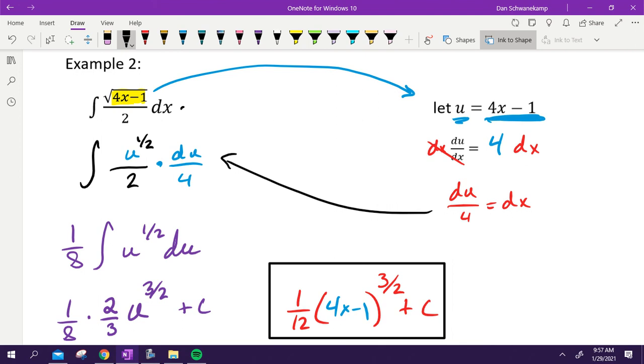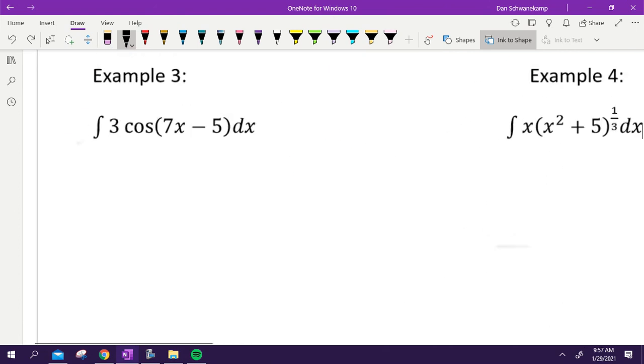Questions here? Yes, sir. Will there ever be a point in which there won't be a c? If there were bounds, there wouldn't be a c. So on Monday, we'll do them when there's bounds, like 2 and 3. If there's bounds, there's not a plus c. But if there's not any bounds, it's an indefinite integral, so we have to include a plus c at the end. Good question.